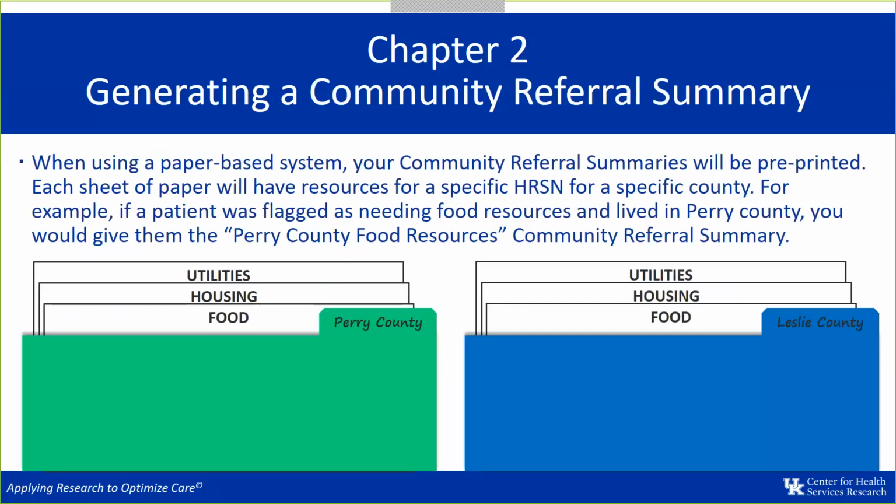So when using a paper-based system, your community referral summaries will be pre-printed. Each sheet of paper will have resources for a specific HRSN for a specific county. For example, if a patient was flagged as needing food resources and lived in Perry County, you would give them the Perry County Food Resources Community Referral Summary.